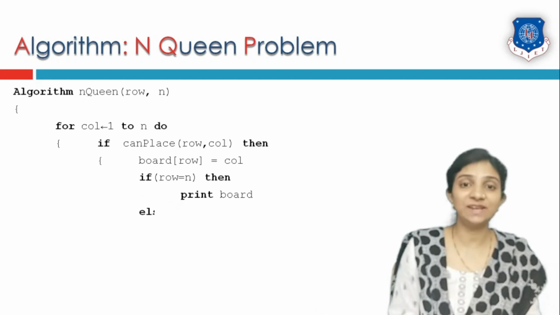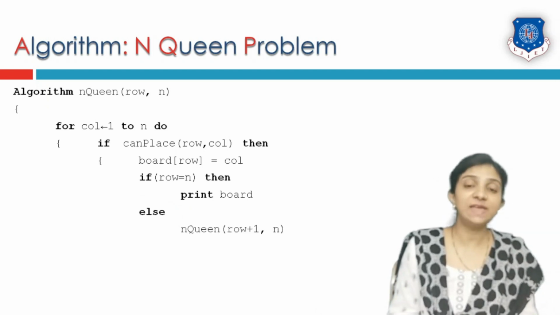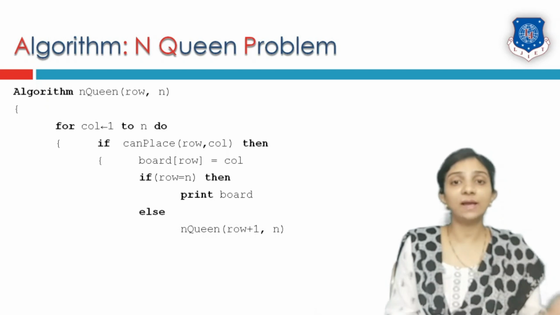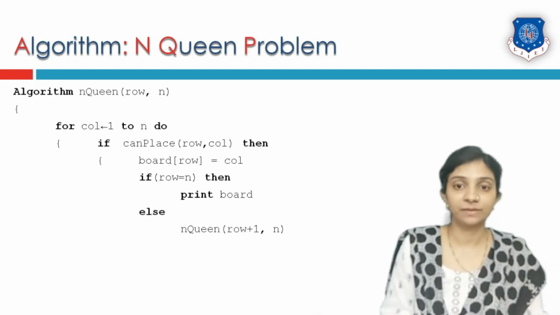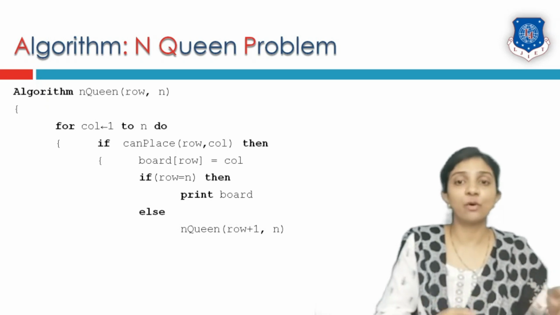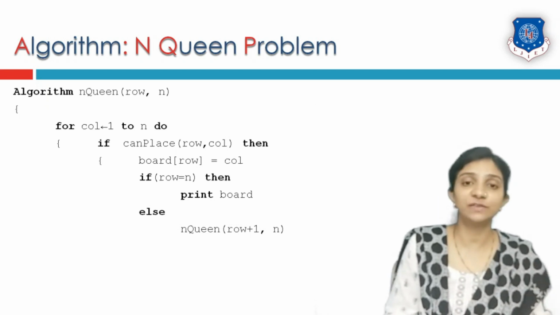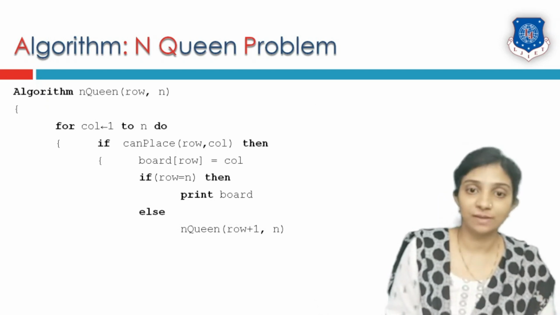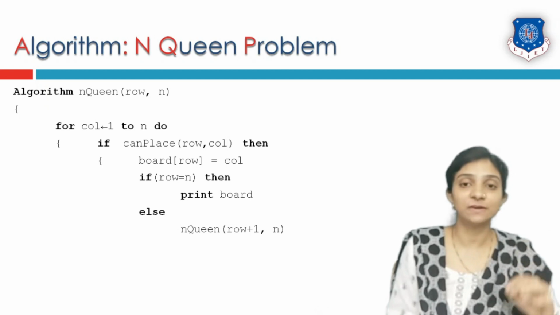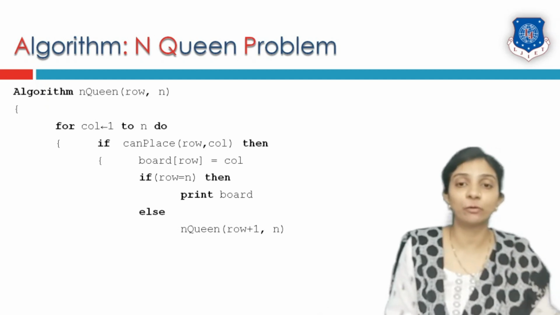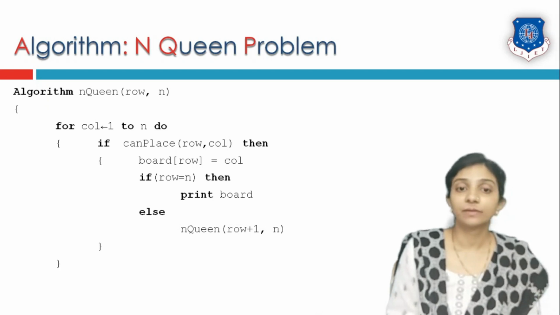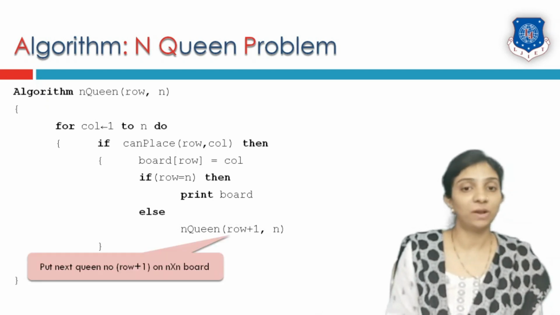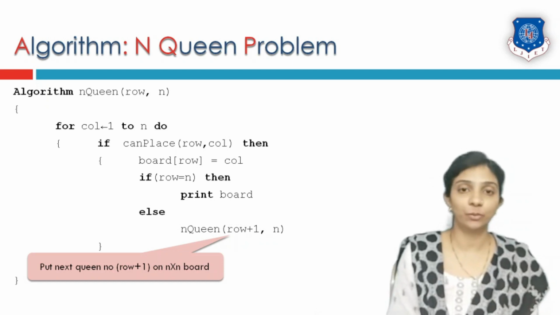If the placed queen is not the last queen, then we have to call the NQueen algorithm recursively for our next row. That's why in the else part, NQueen is called with row plus 1 and the size of the problem is n itself. That means if the first queen has been placed, we are going to place the second queen in the 4 cross 4 board. That will be 2 comma 4.